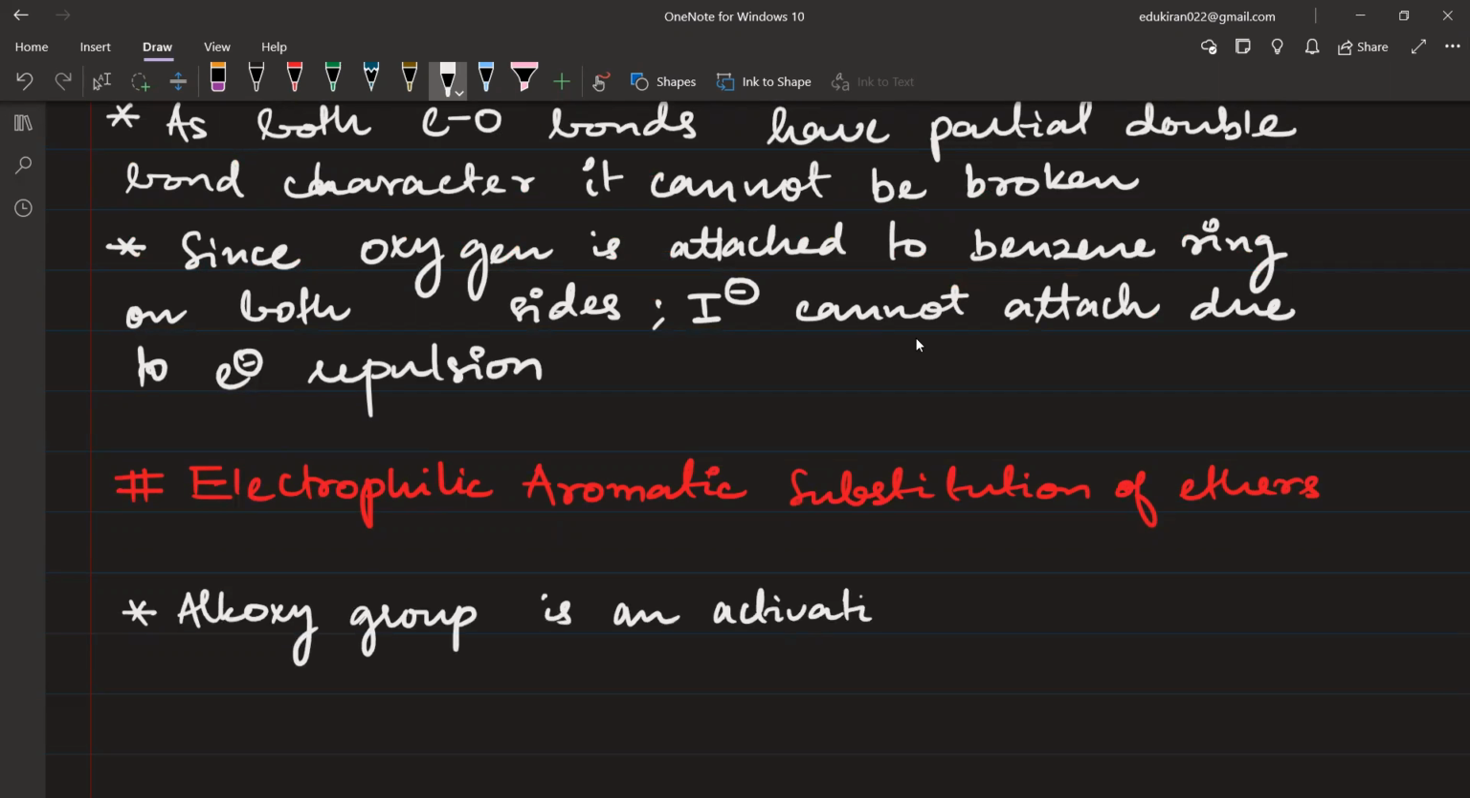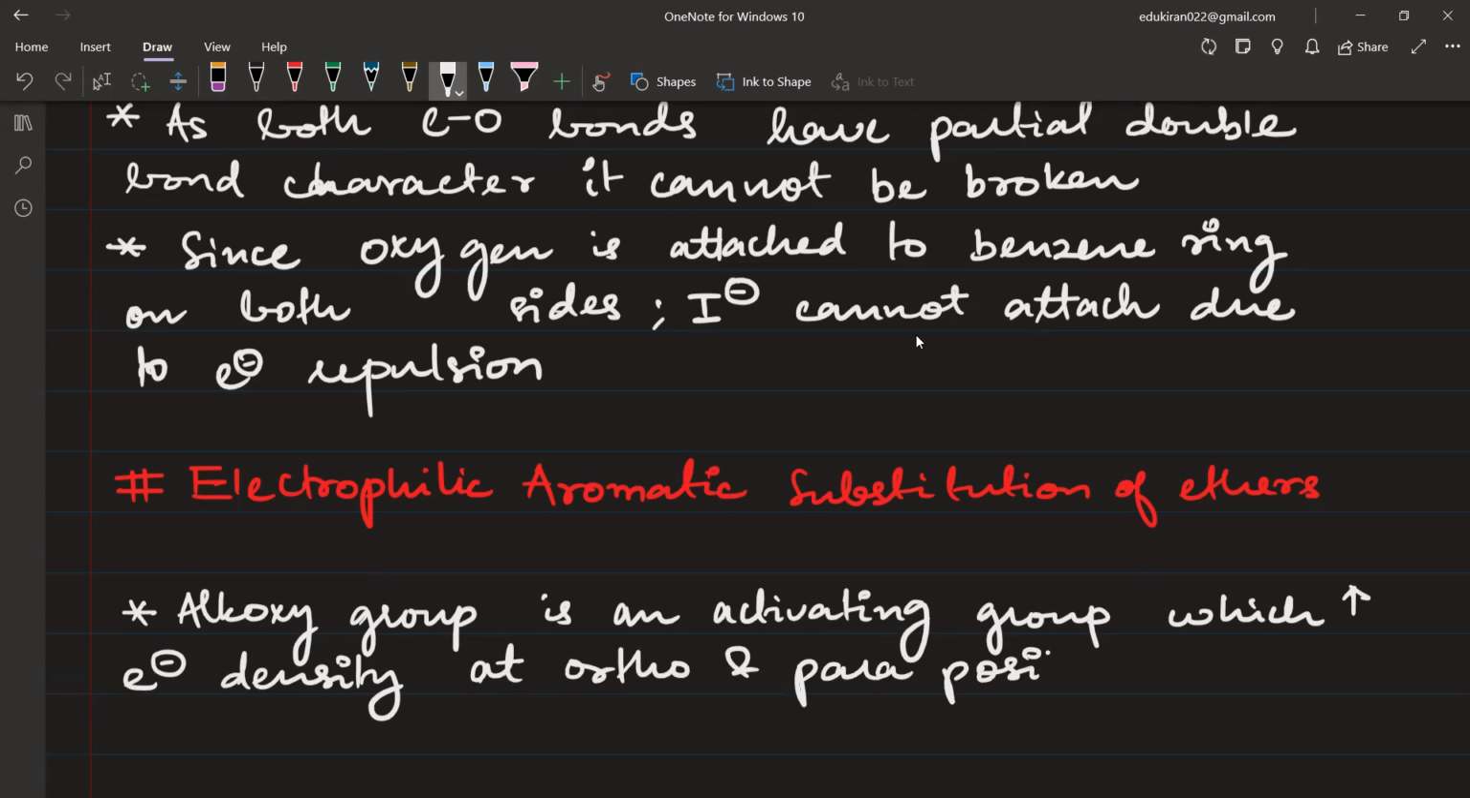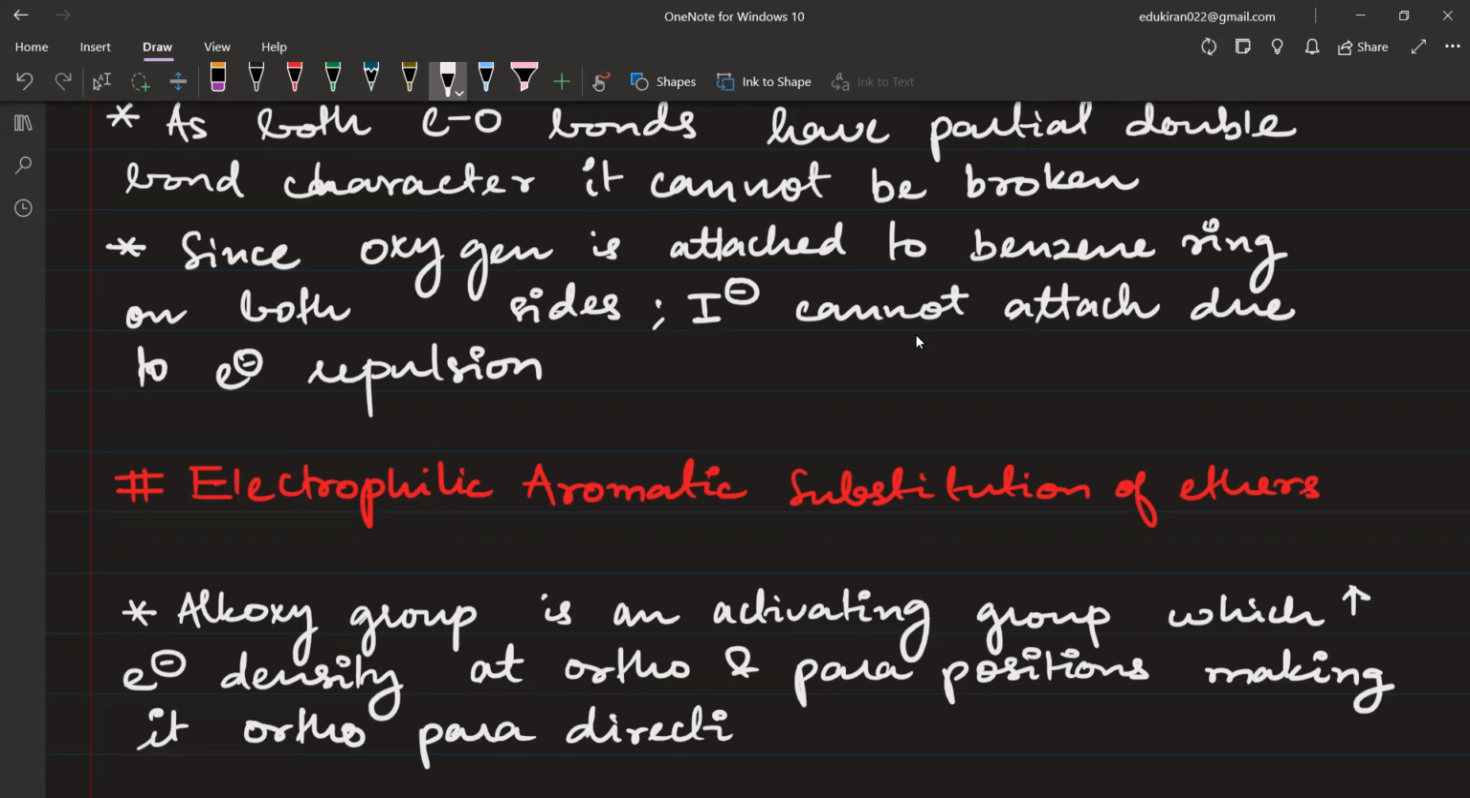Alkoxy group is an activating group which increases electron density at the ortho and para positions, making it an ortho para directing group.